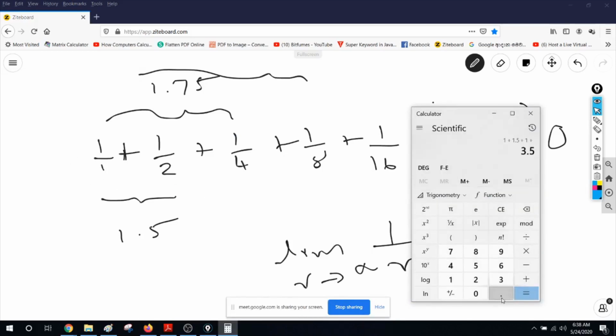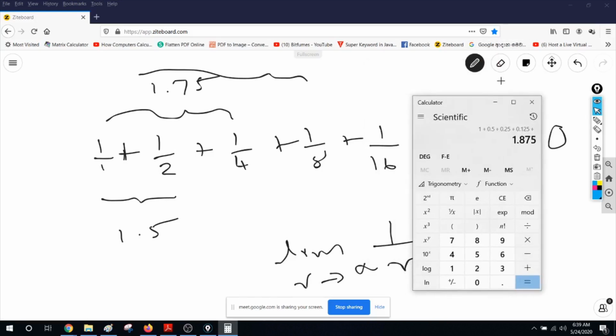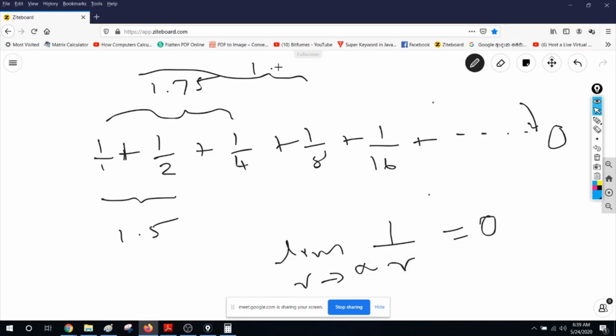1 plus 0.5, now it is 1.5, plus 0.25, now it is 1.75, plus 0.125, now you can see it is 1.875. So I will just write that number, 1.875. It's bigger than 1.75.